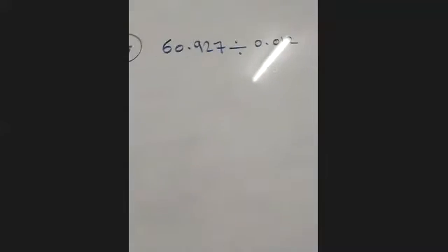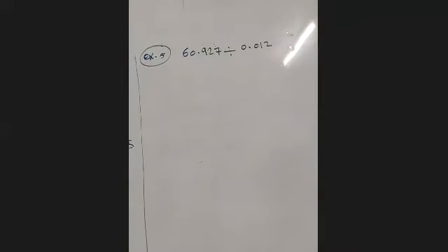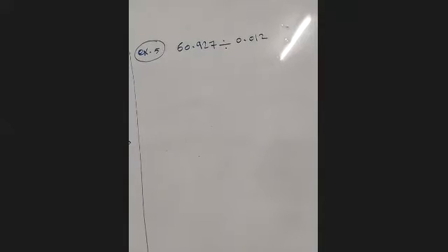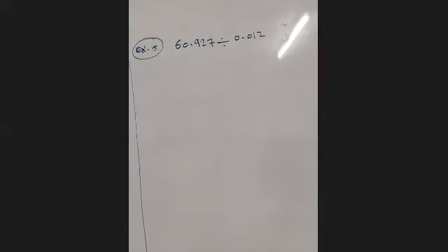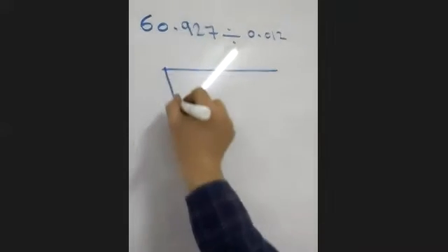0.012. Look here, guys. 60.927 divided by 0.012. Tamim, everything is okay? Yeah. Okay. 60 decimal 927 divided by 0.012. Now let's make long division to see what we have here.